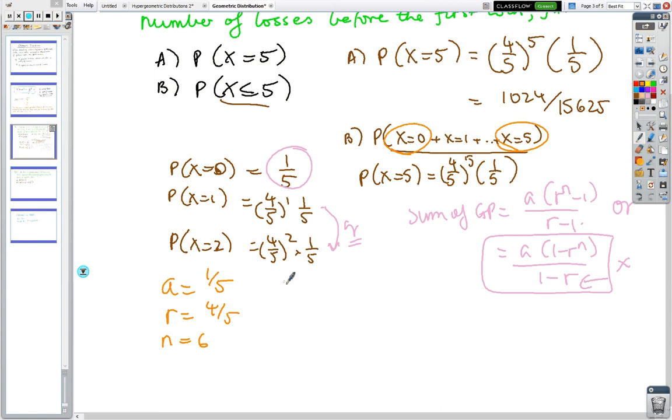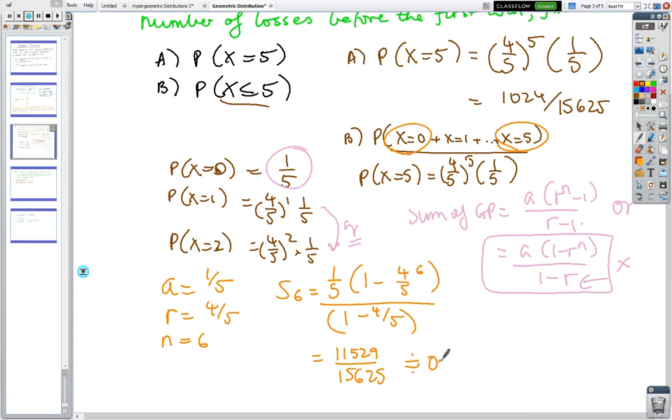So the sum to 6 terms equals A times 1 minus (4/5) to the power of 6, over 1 minus 4/5. And don't forget to put that in brackets when you're using a calculator, otherwise you'll stuff it up. The answer is 11529 over 15,625, which as a decimal is about 0.74. So when you have these less thans or greater thans, you're going to end up with the GP sum. Copy that and come across.